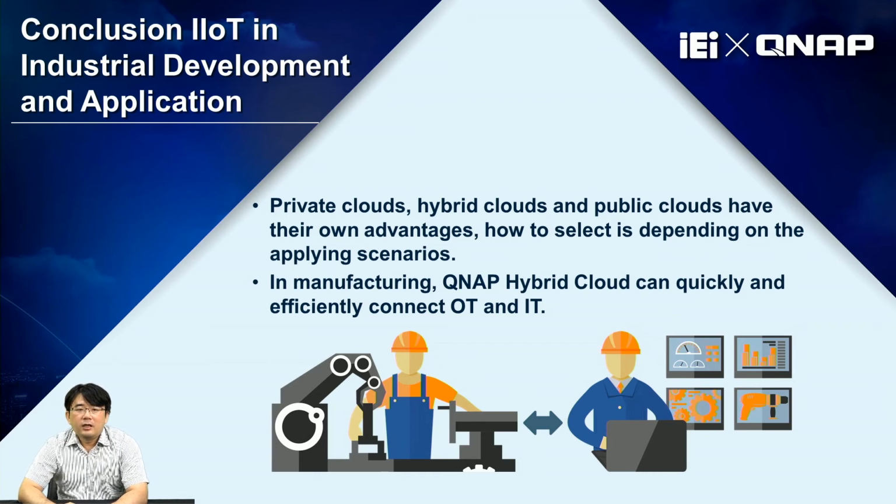We can see the private cloud, the hybrid cloud, and the public cloud have their own dimensions. So how to select depends on the application scenario. In manufacturing, the QNAP hybrid cloud can quickly and efficiently connect the OT and the IT.